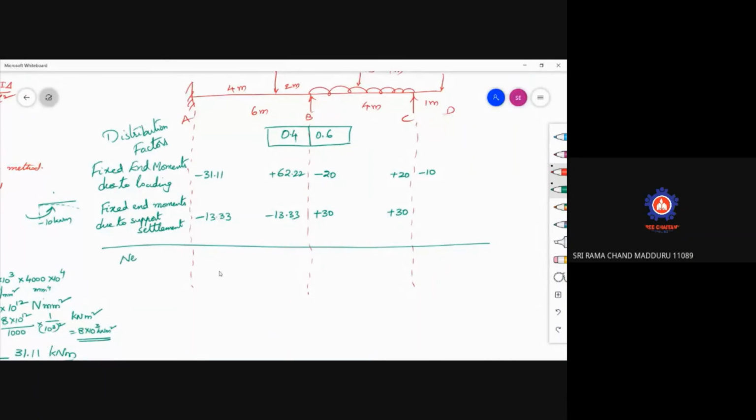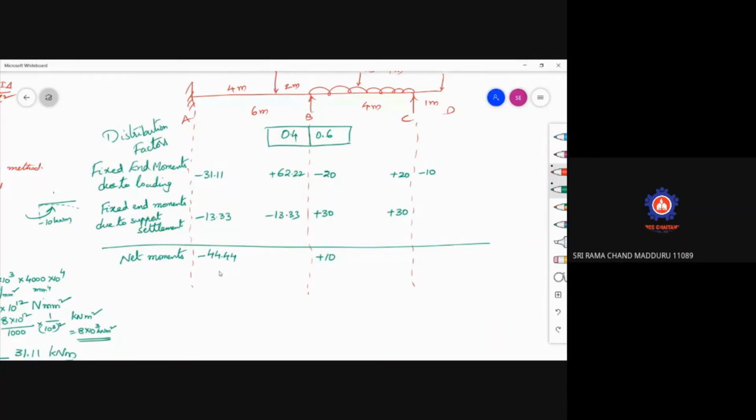net moments. Just make it as net moments and add everything here: minus 44.44 kilonewton meter, and this value is plus 62.22, minus 13.33. The only difference when the support settlement is there, the fixed end moments due to support settlement are to be added to the fixed end moments due to loading, and calculate the net moments. So when you calculate the net moments, then you can continue the problem.